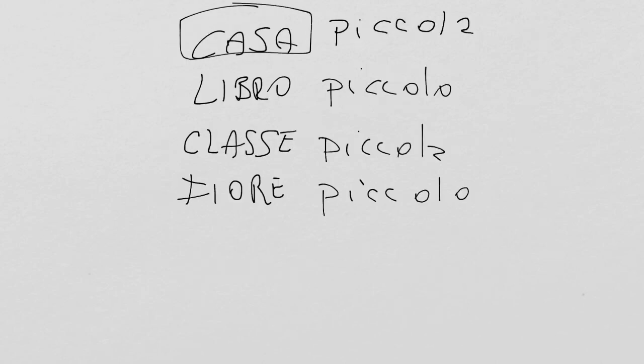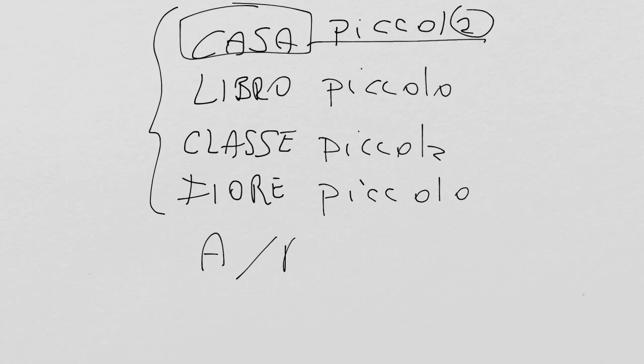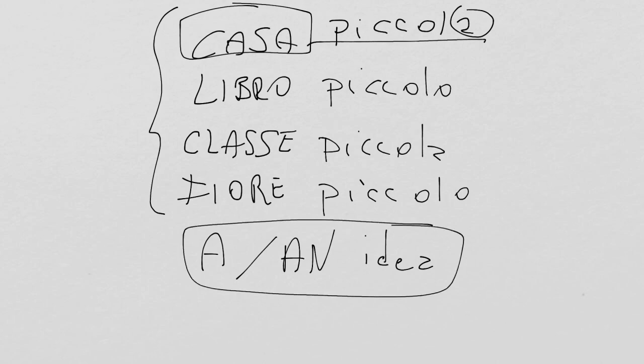Now, the gender and number of the noun determines not only the form of the adjectives that are associated with that noun, but also the forms of the articles. And we are going now to look at the articles. Let's start from English. The indefinite article is a or an when it precedes a word that begins with a vowel. So, a book, an idea.